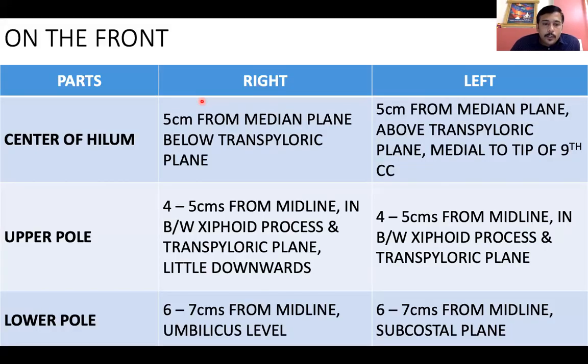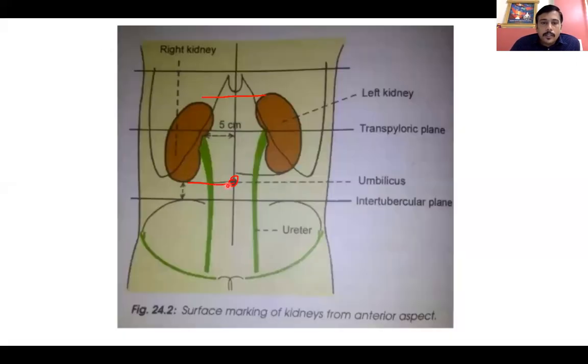Then the lower pole of the right kidney is around 6 to 7 centimeters from the midline at the level of the umbilicus. You can see the lower pole is here, at the level of the umbilicus, around 6 to 7 centimeters from the midline.